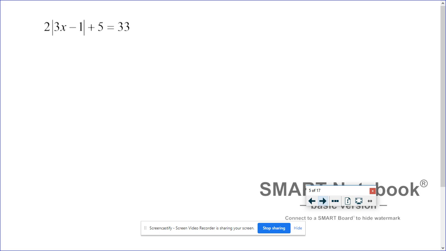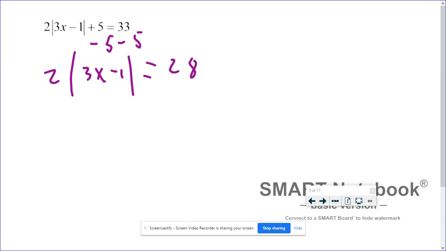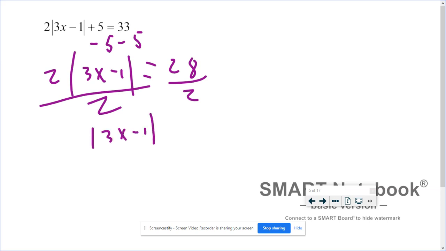This one, same deal. You've got to get rid of the 5 and the 2. We're going to get rid of the 5 first. Subtract 5 from both sides. Now I get 2 times the absolute value of 3x minus 1 is equal to 28. Divide both sides by 2. You get the absolute value of 3x minus 1 equal to 14.